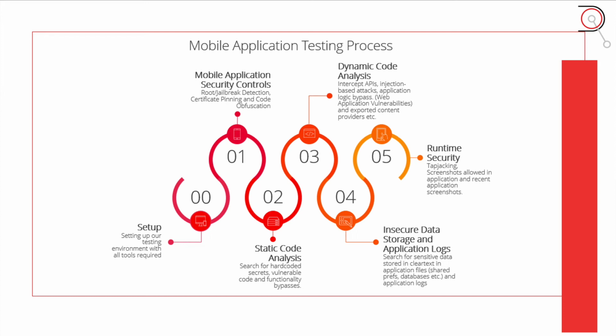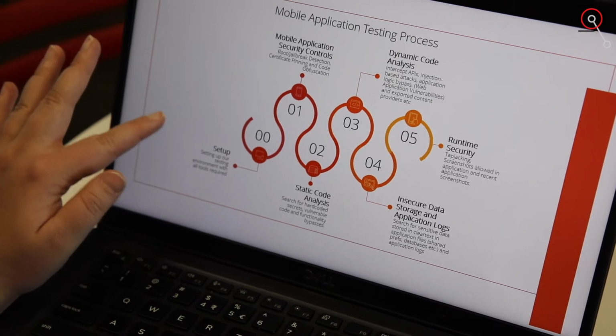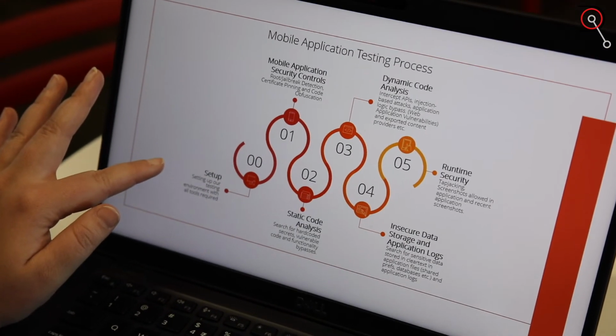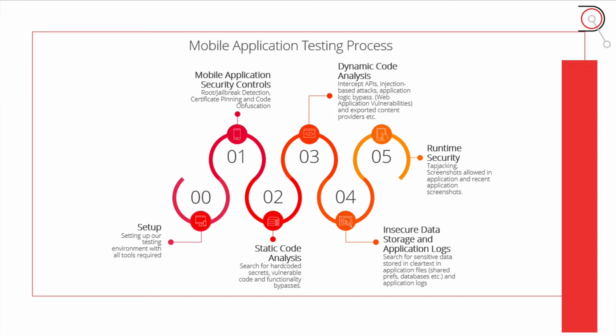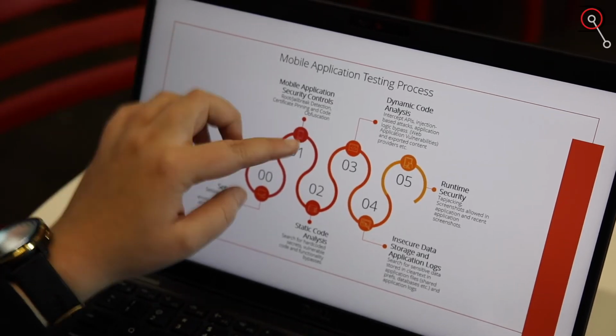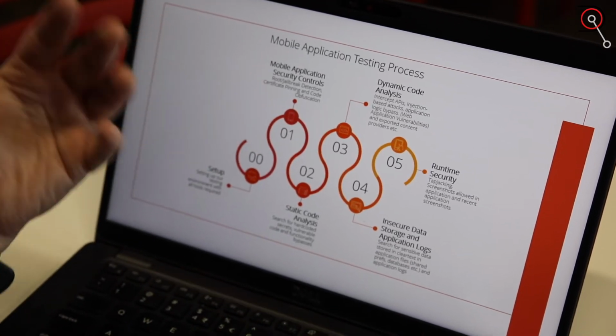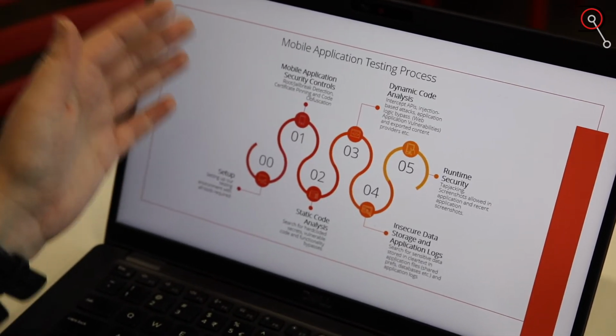Here we have our mobile application testing process. We start with node 0, which is our setup, where we will be setting up our testing environment with all of the tools required, as well as the testing application that we will be using for the duration of this series. Next, we have mobile application security controls. This is root and jailbreak detection, certificate pinning, and code obfuscation. We will be going through the definitions of each one of them, explaining what they are and how to find them, and then how to bypass them if you ever come across them.